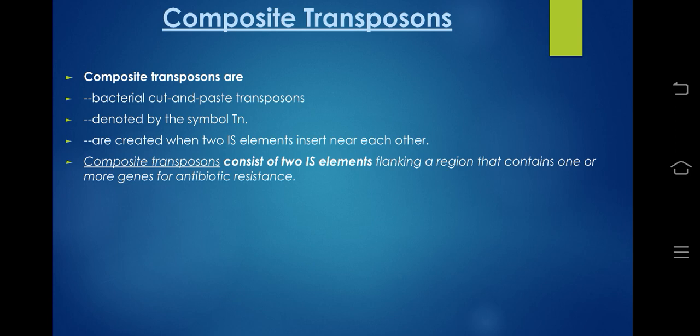Then composite transposons. Composite transposons are bacterial cut and paste transposons denoted by the symbol Tn, created when two IS elements insert near each other. Composite transposons consist of two IS elements flanking a region that contains one or more genes for antibiotic resistance. A composite transposon is flanked by two separate IS elements which may or may not be exact replicas. Instead of each IS element moving separately, the entire length of DNA spanning from one IS element to the other is transposed as one complete unit.